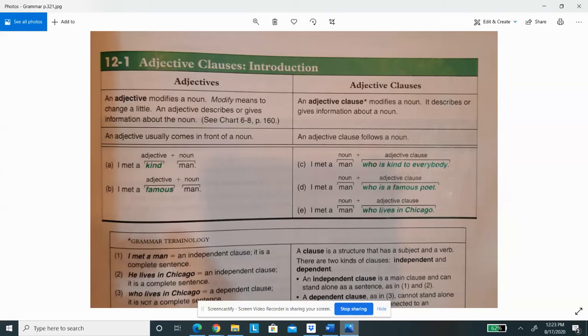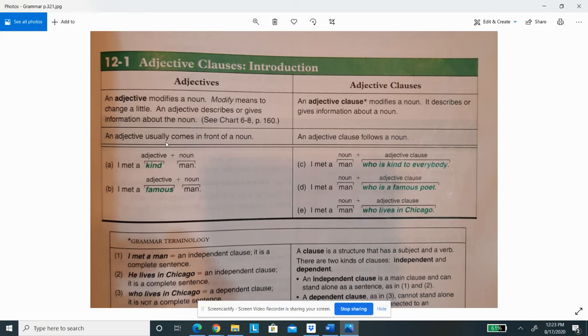This is your grammar book, page 321. We are in a new unit, chapter 12. This chapter is about adjective clauses. Adjective clauses, an introduction. Okay, so you need to know what an adjective is. I hope you do, but if you don't, here's a short explanation. Basically, an adjective gives you more information about a noun.